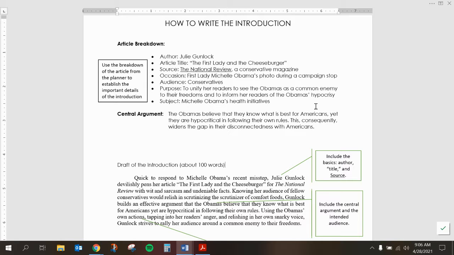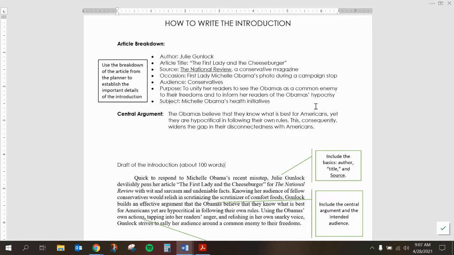So using once again "The First Lady and the Cheeseburger" as my example, I know that the author is Julie Gunlock. The title, "The First Lady and the Cheeseburger," will be in quotes. The source was from the National Review, a conservative magazine. So my source will always be either underlined or italicized, but never both. If you don't know the occasion, meaning the reason the author wrote the article, then just simply skip that.